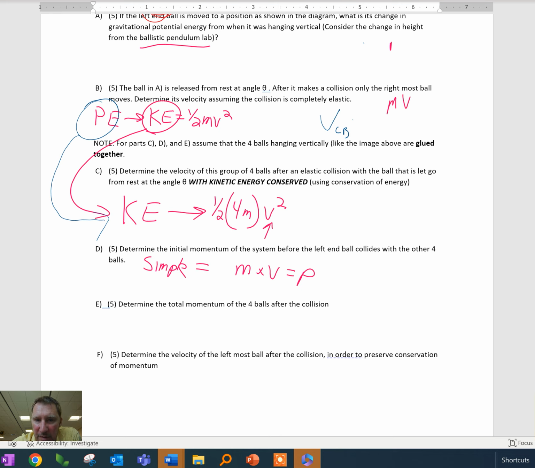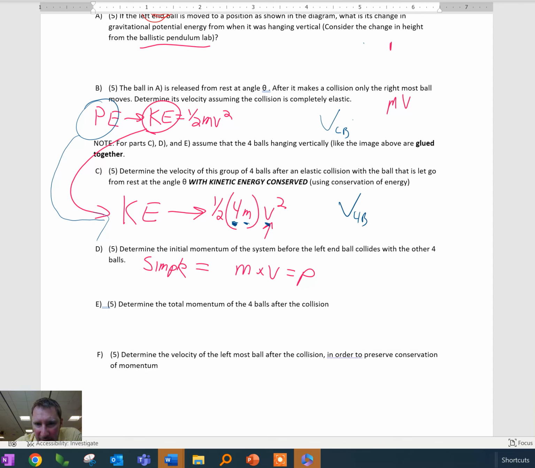But this time, the energy from the marble, when it collides with the other four, the four marbles with their mass are going to go off at a slower rate. Usually kinetic energy isn't conserved, but we tape the balls together to force that to happen. So you'll come up with the velocity of the four balls here.